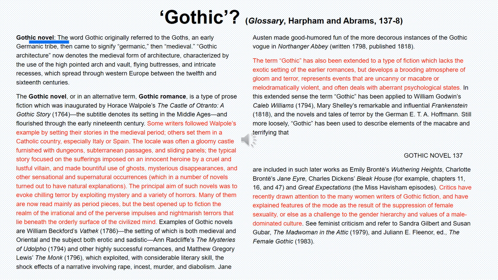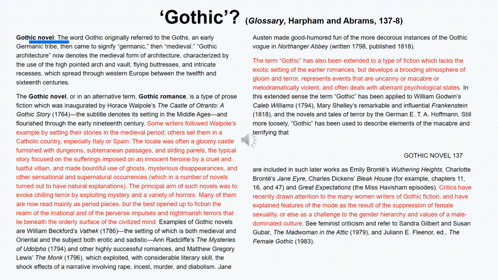which is, of course, inspired by the book that we'll be reading. The best of them, however, whether they're period pieces or not, the best opened up to fiction the realm of the irrational and the perverse impulses and nightmarish terrors that lie beneath the orderly surface of the civilized mind. We're going to be exploring that space pretty resolutely and in a variety of different texts as we make our way through the semester.